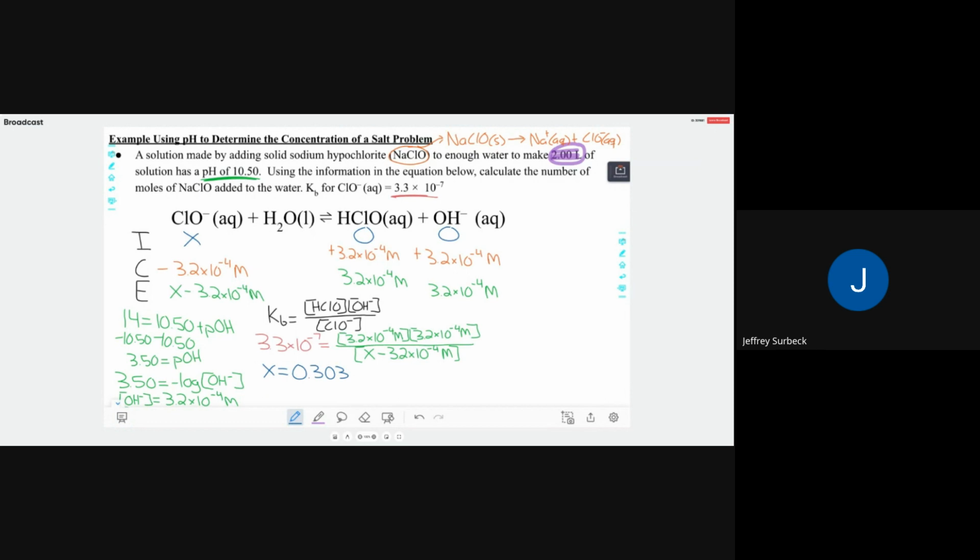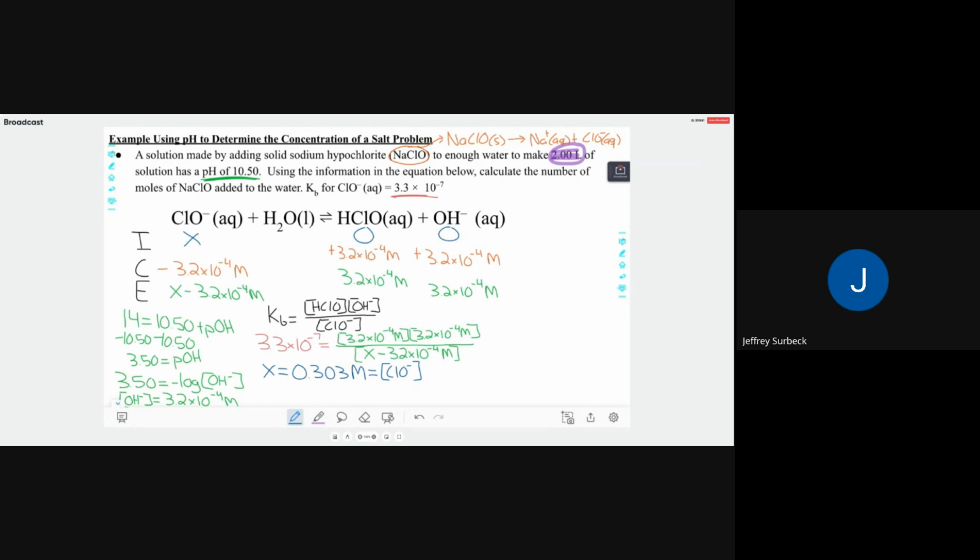All right? That's a big capital M of our concentration of ClO to the minus. All right. Now, if you do take this calculation, how I got 0.303 is every time I do my multiplication, I round to 2 sig figs. Okay. So that's how I get 0.303. If you keep it in your calculator, you get a little bit bigger number. I round each time here.